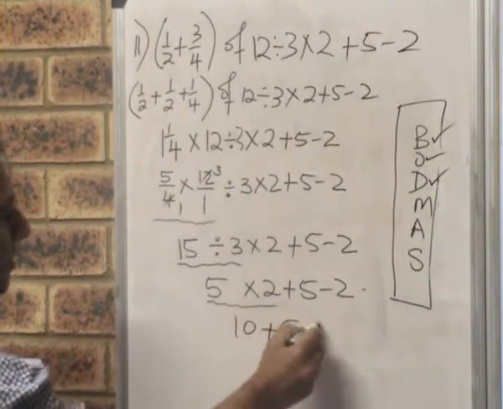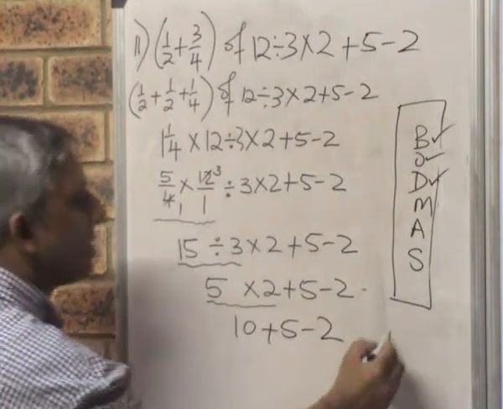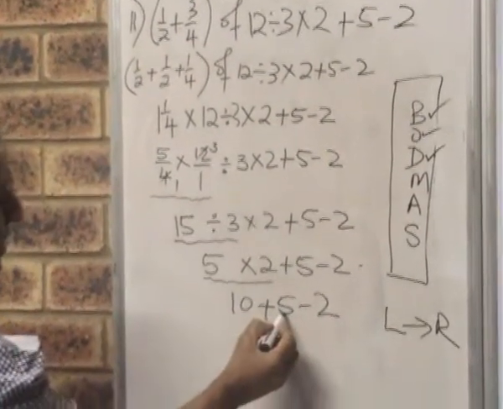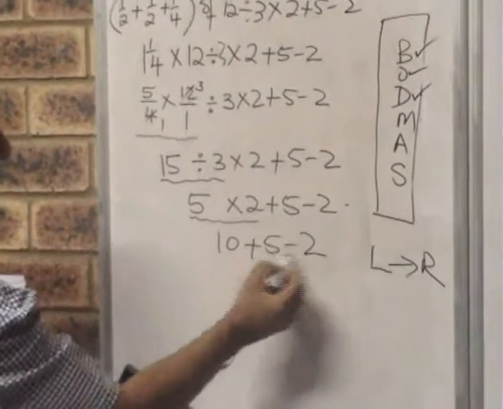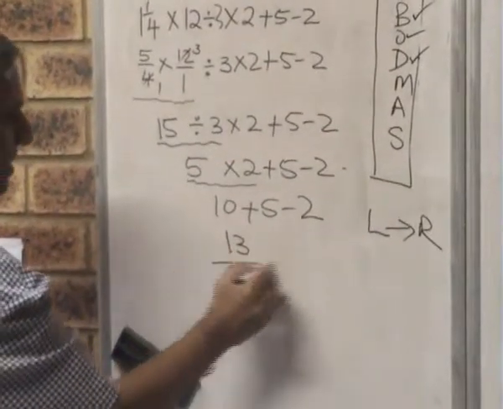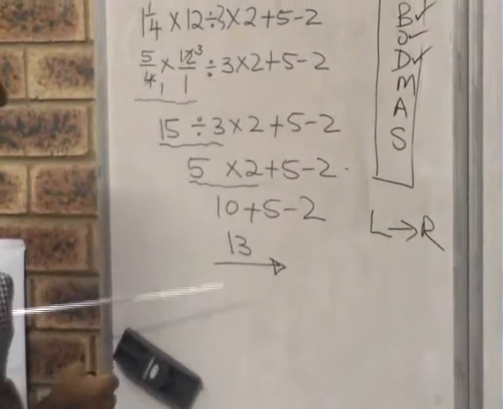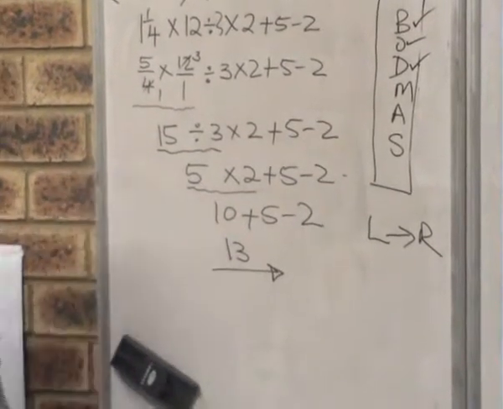Plus 5 minus 2. And now at this stage you must go left to right. 10 plus 5, 15. 15 minus 2, 13. So there we are. So the final answer for that is 13.